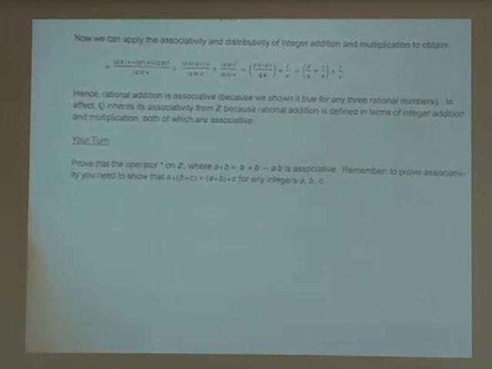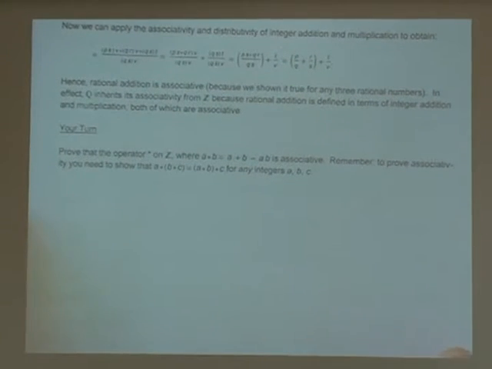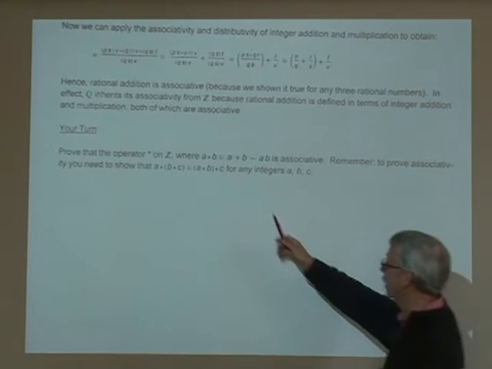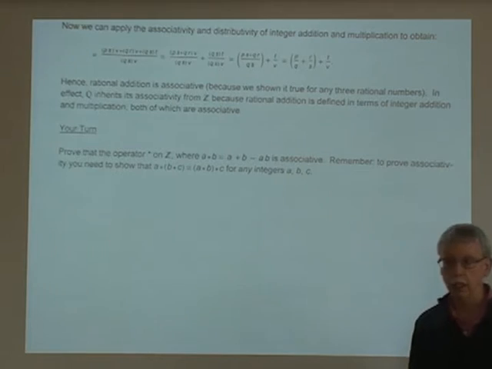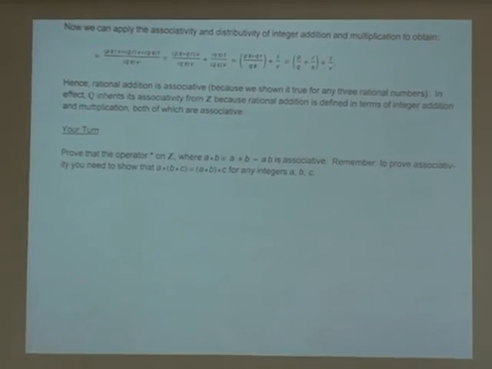Okay, first try on our own. Prove that this operator, where I take two integers and produce A plus B minus the product, is associative. So that would be a good thing to pause the camera. Let's see where we can get with this.